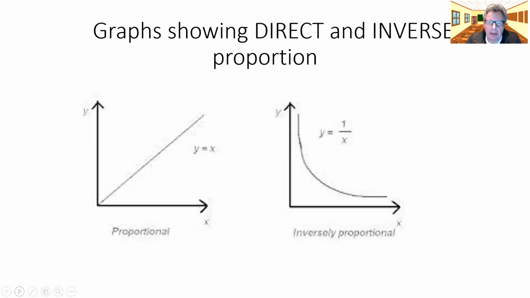Quick reminder of what's happening with direct and inverse proportion. With direct proportion, as x gets bigger, y gets bigger, and it goes through the origin. With inverse proportion, as x gets bigger, y gets smaller, and conversely, when x is very small, y will get very, very big. And this graph does not go anywhere near the origin.